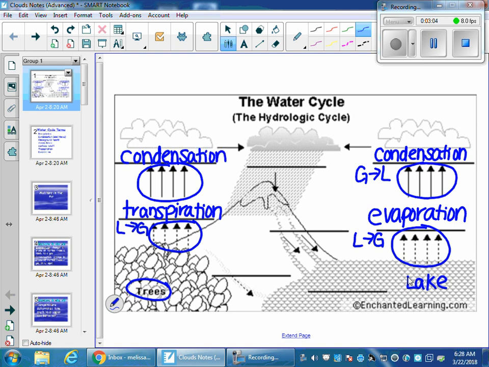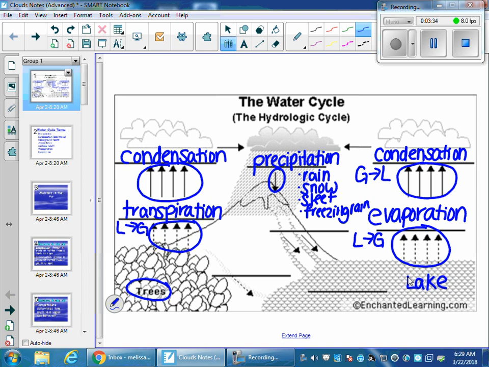Now you see here as our clouds build and we start to get more water molecules, over time we're going to see some precipitation. Examples of precipitation are rain, snow, sleet, freezing rain. We'll talk about hail in a little bit here. Okay, those are all examples of precipitation.